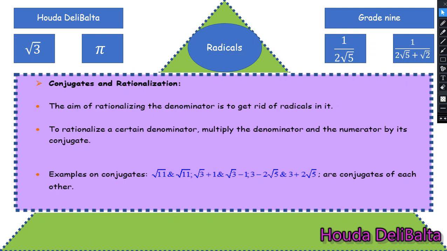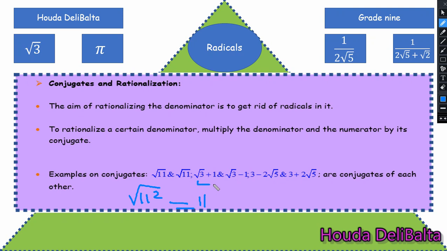Conjugates are numbers that when multiplied by the radical itself give me a rational number. For example, radical 11. What's multiplied with radical 11 that gives a rational number without a radical? For example, I can multiply radical 11 by radical 11, because when I multiply radical 11 times radical 11, I'm going to get radical 11 squared, which is 11. So to multiply a radical by its conjugate, definitely I'm going to get a rational number.